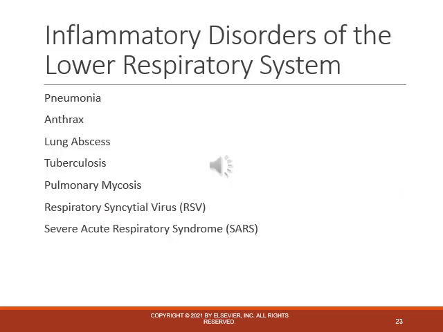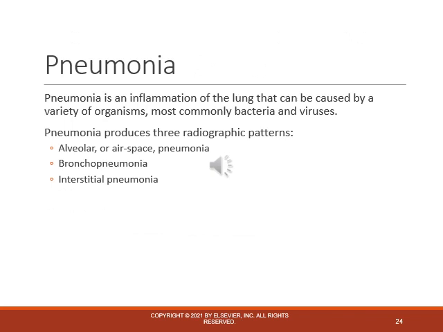For the upper respiratory inflammation, we're going to look at that inflammation reaction in the lower respiratory system. And some of the pathologies that include that lower respiratory inflammatory reaction are pneumonia, anthrax, lung abscesses, tuberculosis, pulmonary mycosis, RSV, or severe acute respiratory syndrome, SARS. The most common lower respiratory inflammation you're going to hear about and see is pneumonia.